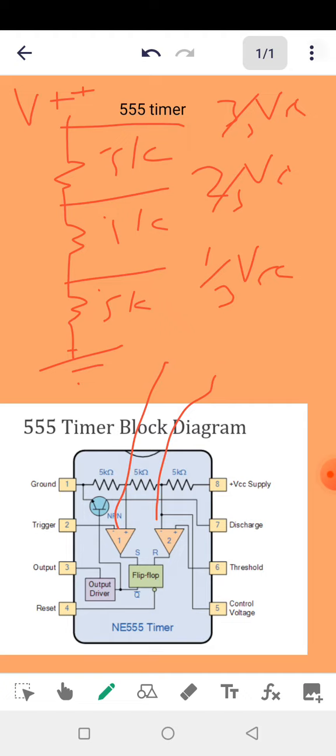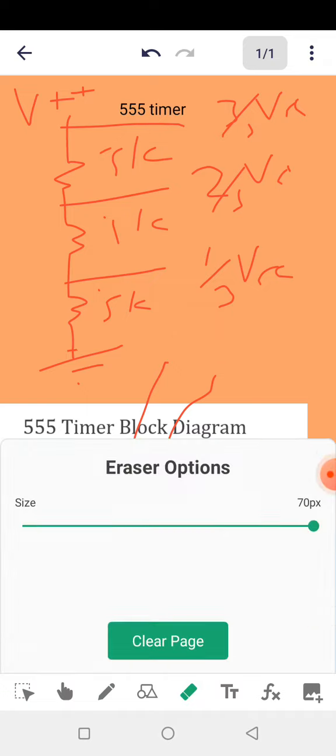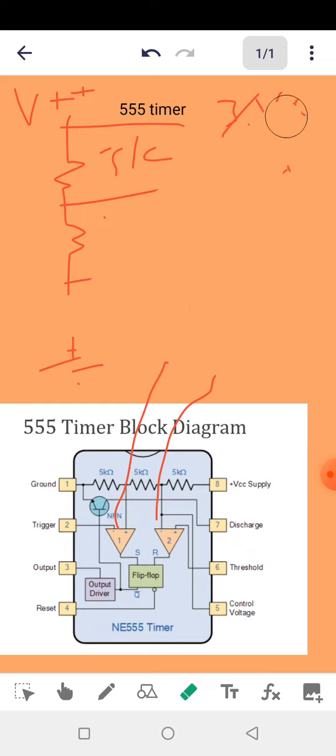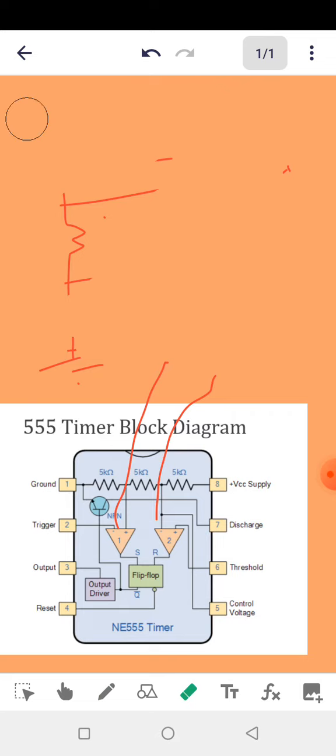So if you want to activate the 555 timer, it needs a low voltage that is less than 1/3 of VCC. So guys, excuse me, we need a low voltage at this place. Oh, I just rubbed off the title.